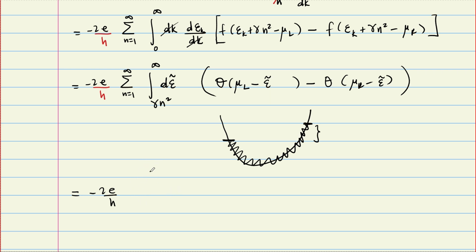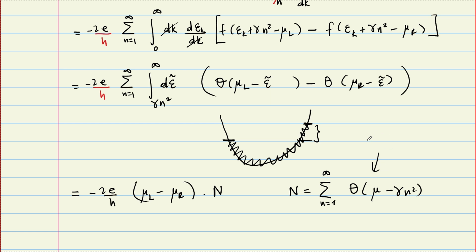Actually, let me write it in a different way. So this is going to be mu left minus mu right times n, and here n is going to be the number of states in this little interval. n is equal to 1 to infinity, theta of mu minus gamma n squared, and here I'm assuming mu left is approximately equal to mu right is approximately equal to some mu, and if you want, you can also consider this to be the number of occupied channels, which can be 1, 2, 3, 4, 5, which is an integer.